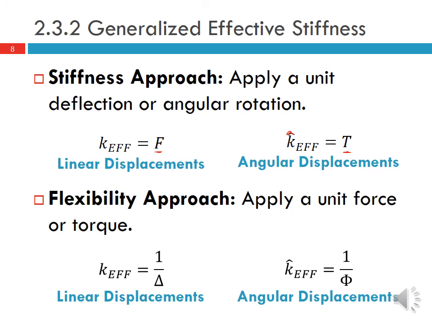The flexibility approach is, again, the inverse. We apply a unit force or torque, and then we find the resulting deflection. So for linear displacements, k effective is 1 over that deflection. And for angular displacements, k effective is equal to 1 over that resulting angular deflection. And again, to distinguish the angular stiffness, we put this hat over the k effective.